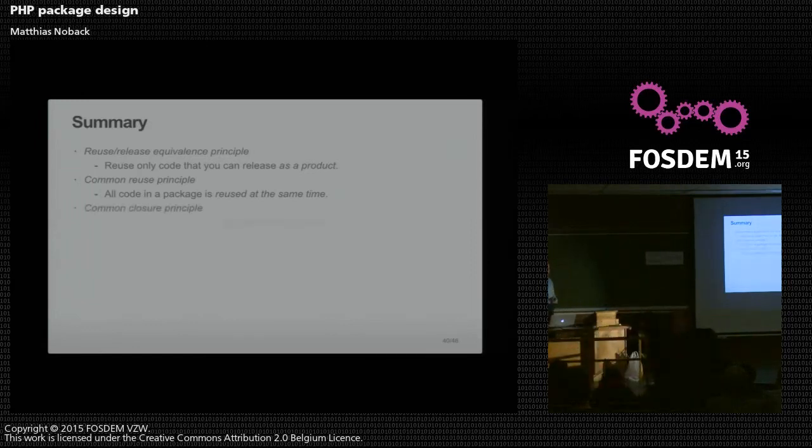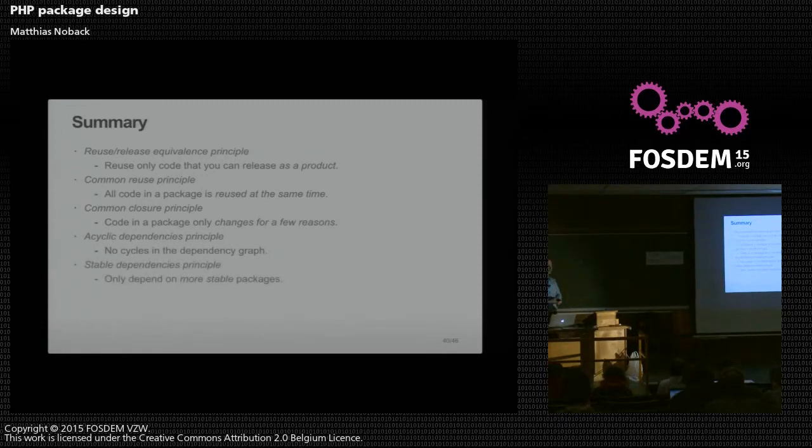The common closure principle says that the code in a package only changes for a few reasons, or, in the best case, for just one reason. So you have to make sure that whenever you start modifying your code, you touch the smallest possible number of existing packages. Acyclic dependencies tells us that there should be no cycles in the dependency graph. Stable dependencies: only depend on more stable packages. So don't start depending on packages that have many dependencies themselves. That will make your own package unstable.